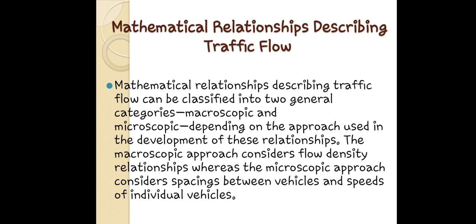So next are the mathematical relationships describing traffic flow. Mathematical relationships describing traffic flow can be classified into two general categories, macroscopic and microscopic, depending on the approach used in the development of the relationship. The macroscopic approach considers flow density relationships, whereas the microscopic approach considers spacing between vehicles and speeds of individual vehicles.